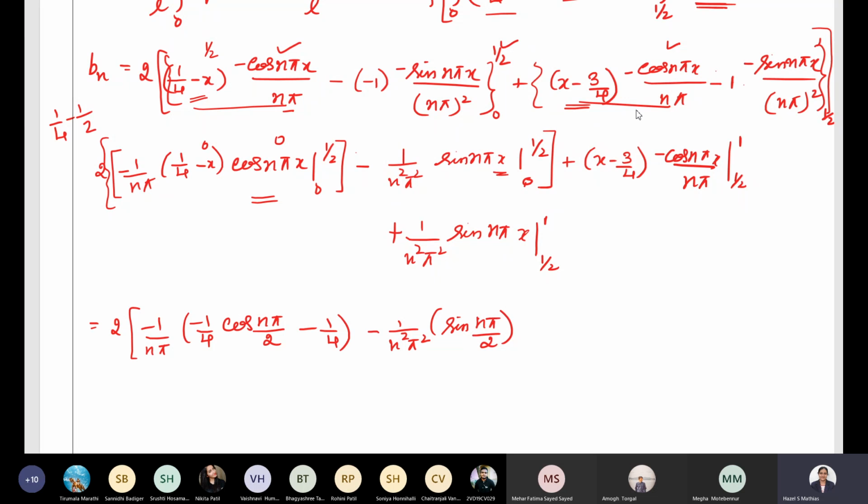Now next come over here. So what do we get over here? Here we have 1 by n pi minus 1 by n pi. Put the upper and lower limit for this one. X is 1, so 1 minus 3 by 4 is 1 by 4. Upper limit is 1, so it will be cos n pi. Now minus lower limit. What happens when you put the lower limit? Here half minus 3 by 4. What is half minus 3 by 4?